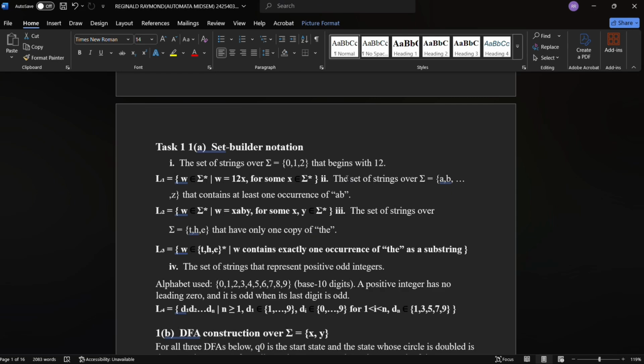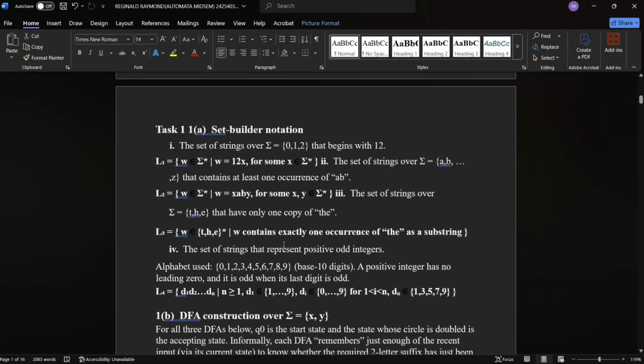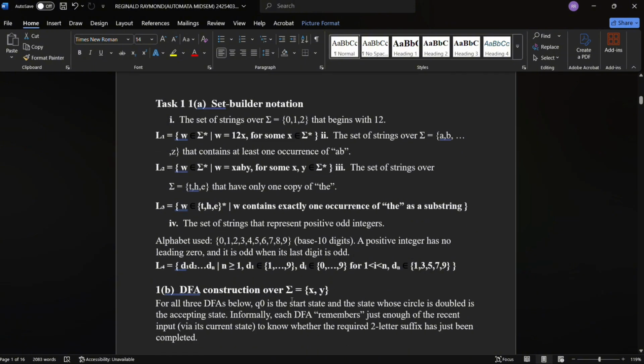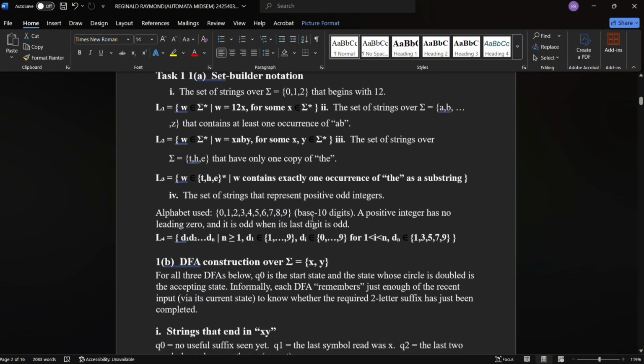Once I knew the plain English rule, I translated it into the formal notation. I did the same thing for the at least one language, the exactly one language, and the positive odd integer language. For the last one, the key idea is that a number is odd only when its very last digit is odd. So I built a notation around that, and this is it. So that's all for the A.